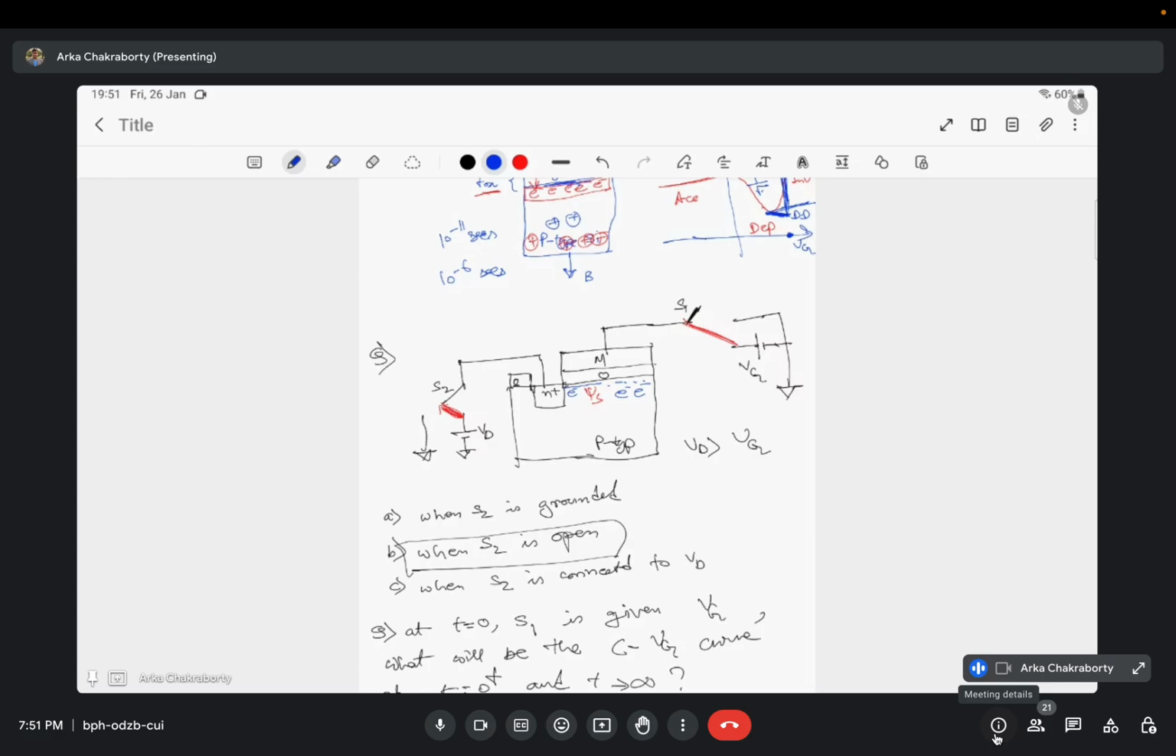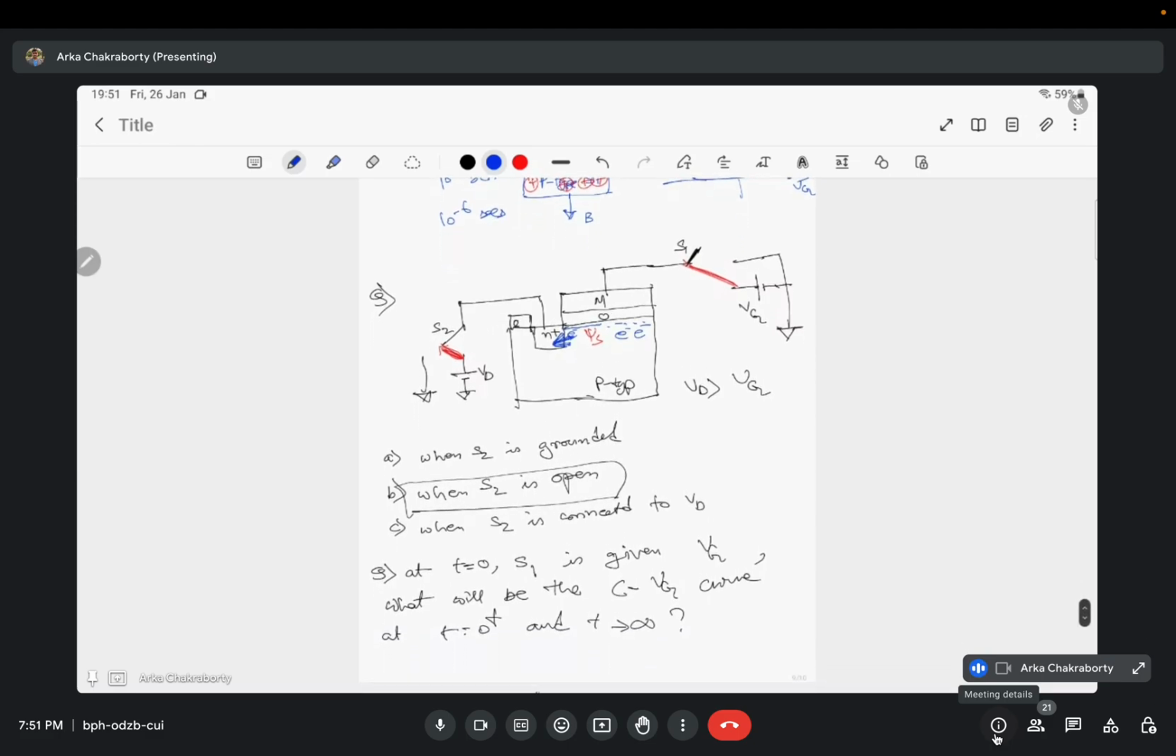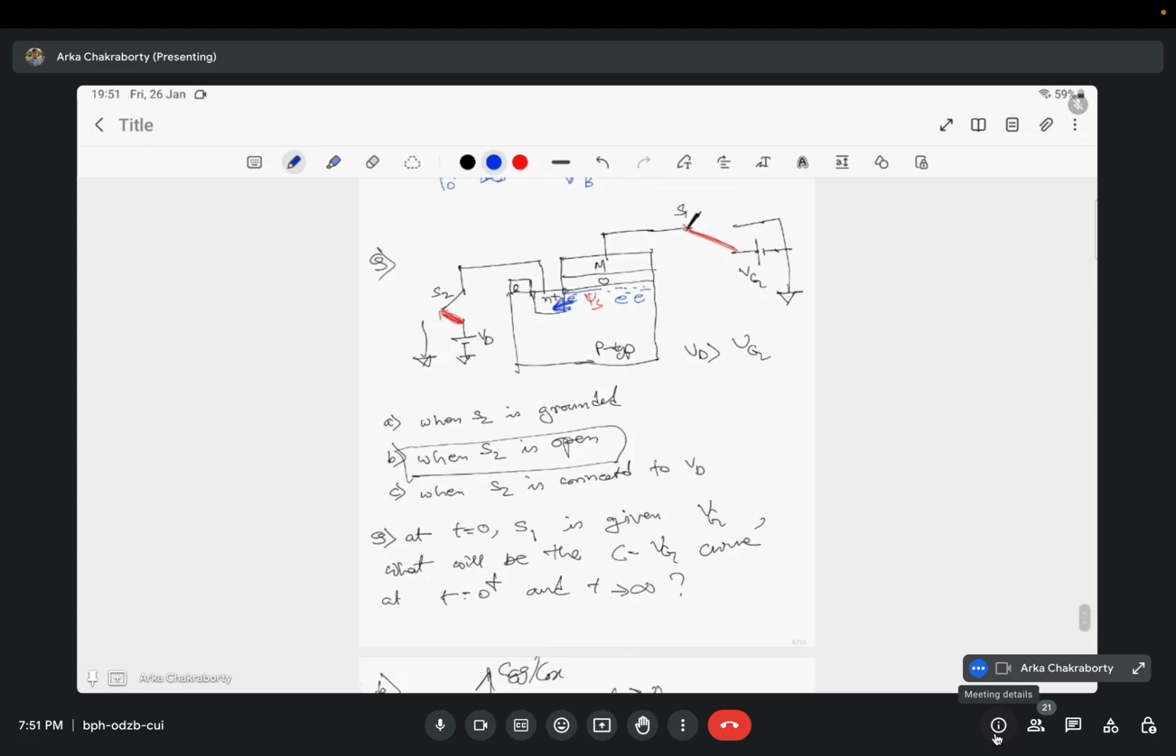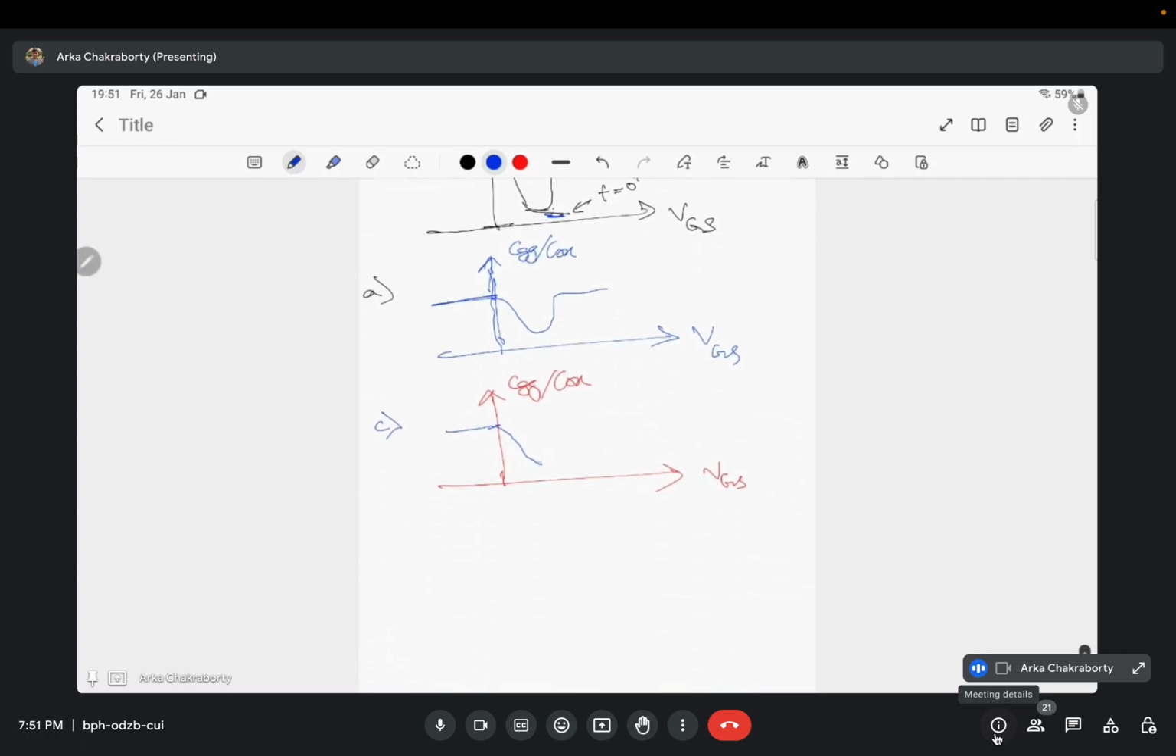So this electric field, what will it do? It will sweep the electrons and will not allow the channel to be formed here. Or it will try to compete. The electron hole pair generation will try to bring the electrons here, and this reverse bias will try to sweep the electrons away from this channel. So I will not get this curve.